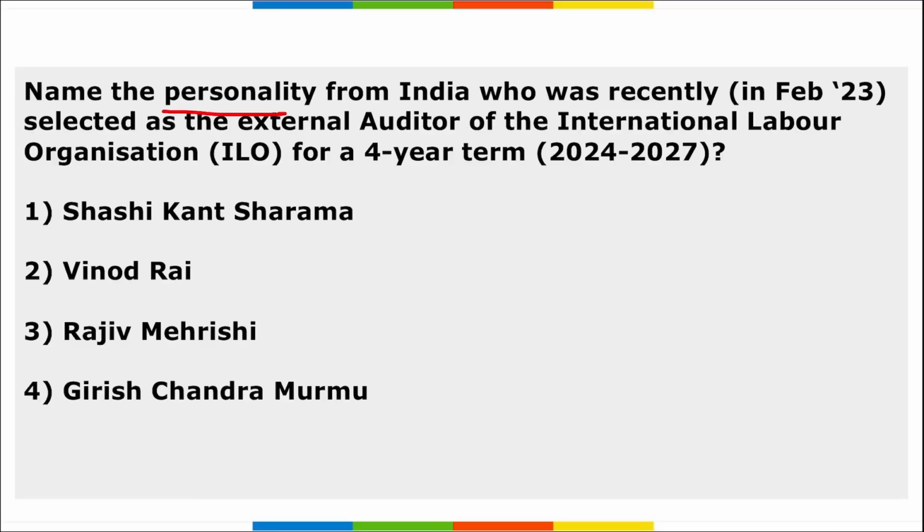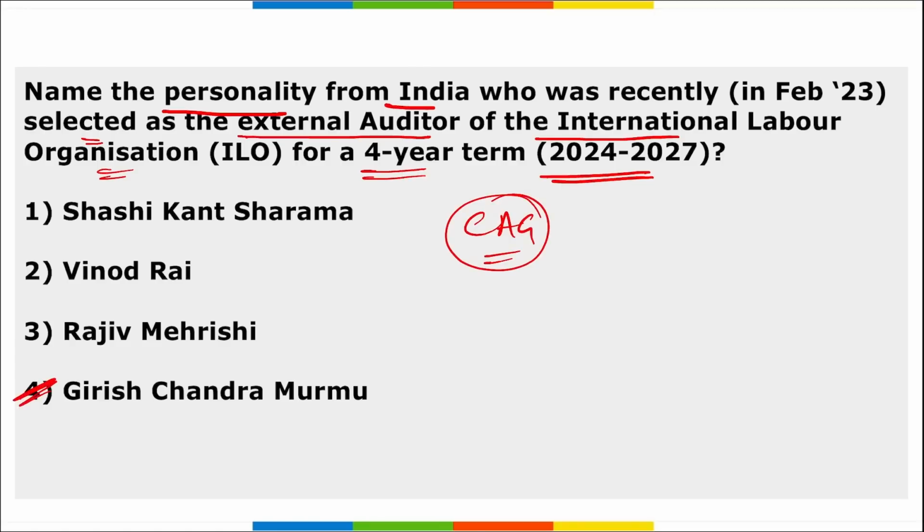Next, name the personality from India who was recently selected as the external auditor of the International Labour Organization for a period of 4 years, that is from 2024 to 2027. And this is important because he is the Comptroller and Auditor General of India, Girish Chandra Murmu, who has been appointed as the external auditor of the International Labour Organization for a period of 4 years. All right. Next.